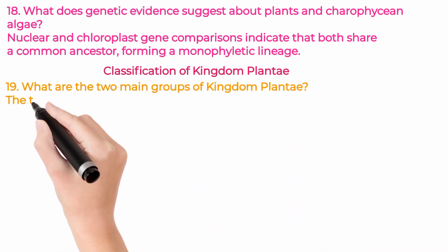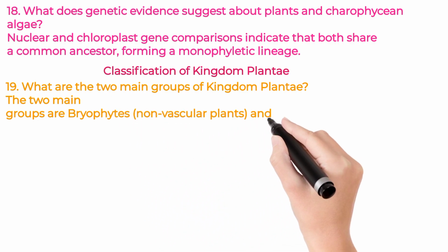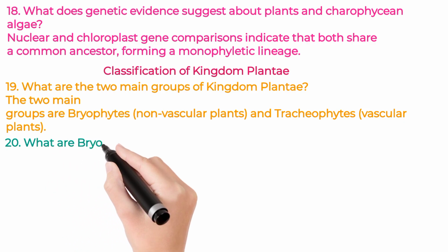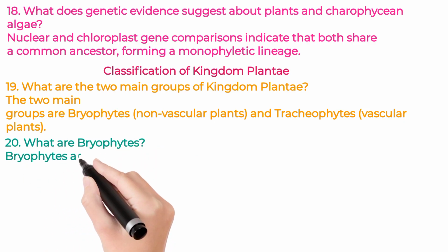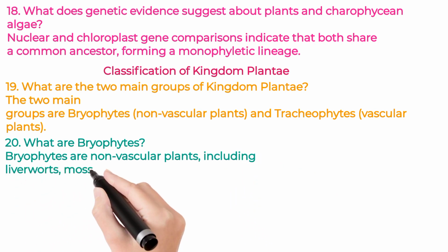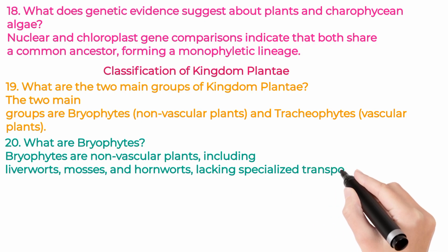The two main groups are bryophytes, non-vascular plants, and tracheophytes, vascular plants. 20. What are bryophytes? Bryophytes are non-vascular plants, including liverworts, mosses, and hornworts, lacking specialized transport tissues.